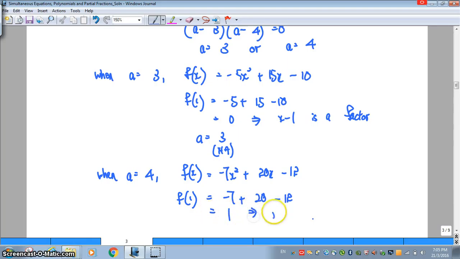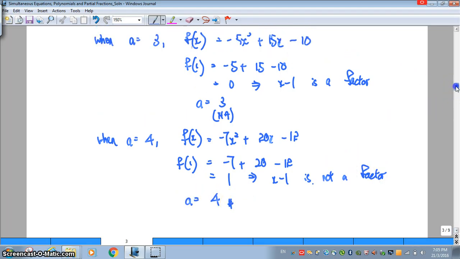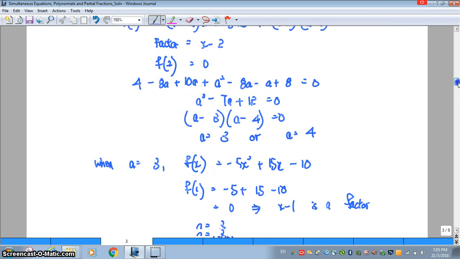This means that x minus 1 is not a factor. And this is consistent with the information in the question. So we can conclude our value of a would be equal to 4. Clearly, you can see the use of the remainder and factor theorem in your question 3.